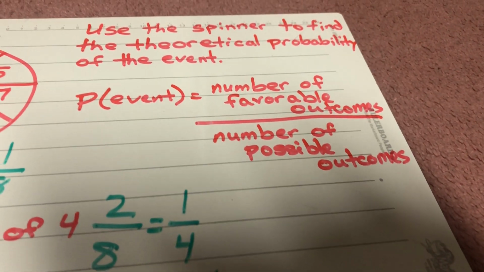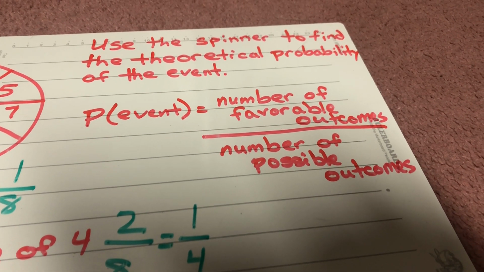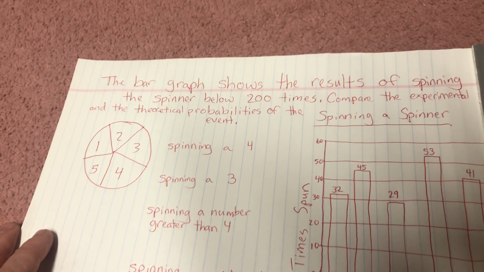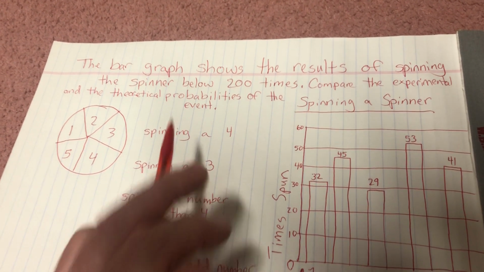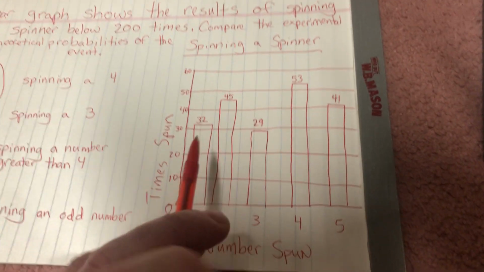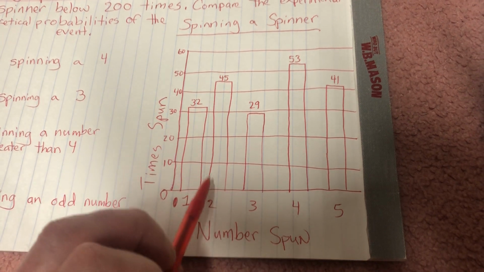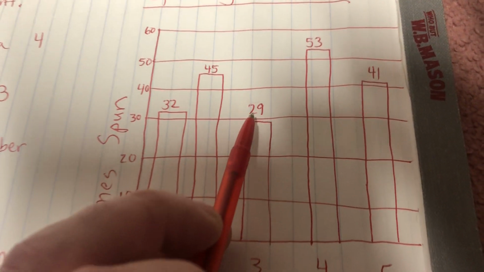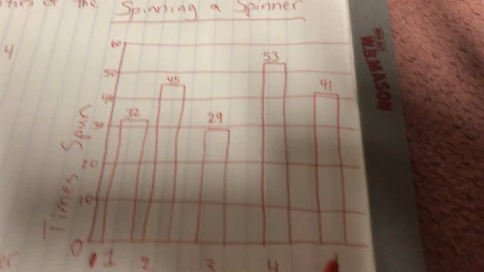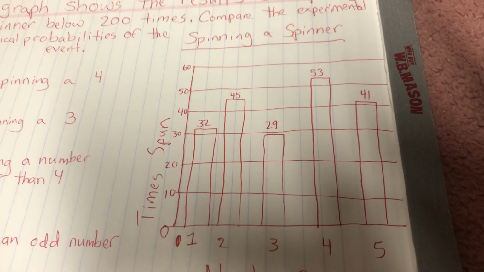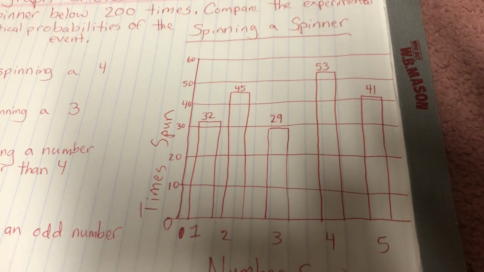Theoretical probability, the number of favorable outcomes over the number of possible outcomes. So we are comparing the experimental and the theoretical probabilities of the event. Well, we spun it 200 times, and it tells us that we spun the 1 32 times, we spun a 2 45 times, we spun a 3 29 times, we spun the 4 53 times, and we spun the 5 41 times. So not all even, but we're not too far from what it would be.